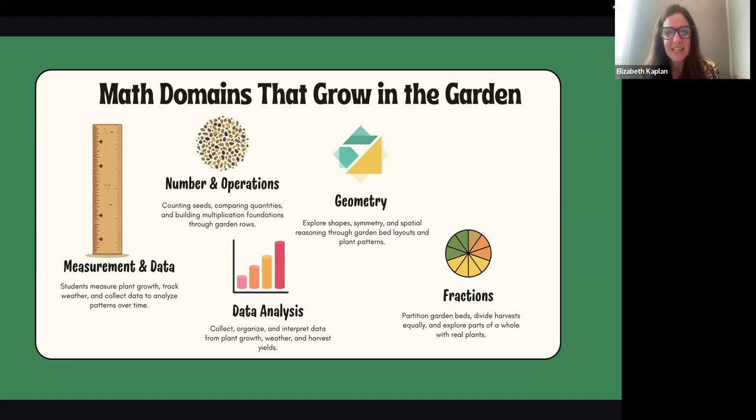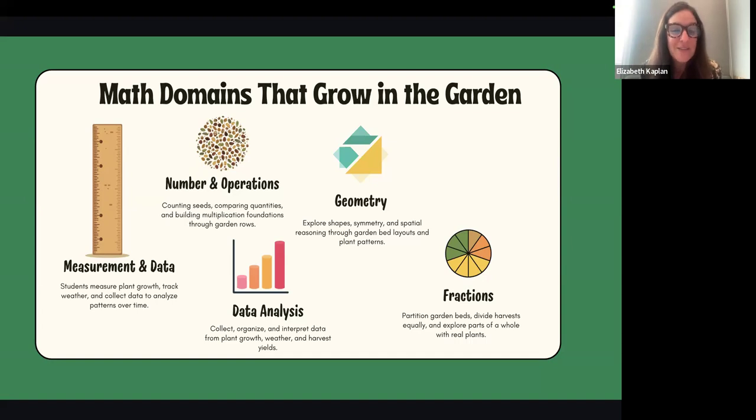And for that reason, since less time is spent on measurement and data and geometry, these are great places to tie to the garden, because there's a little bit less at stake with the lesser amount of time spent in math. In terms of measurement and data, there's a ton to do, and we're going to dig into it by grade level: measuring plant growth, tracking weather, analyzing patterns over time. You can collect, organize and interpret data from plant growth, weather, harvest yields. I will show you some examples of how we've used graphing and data in Watertown as well.